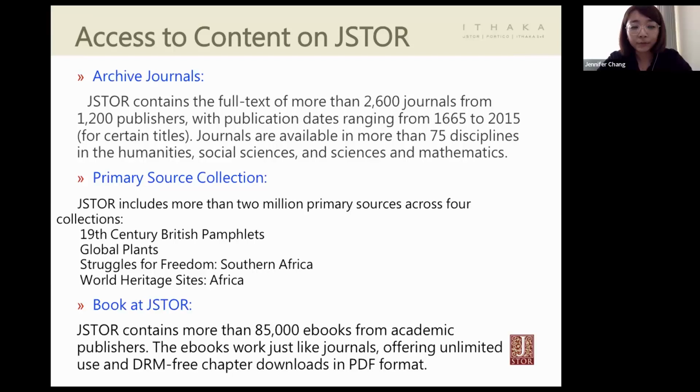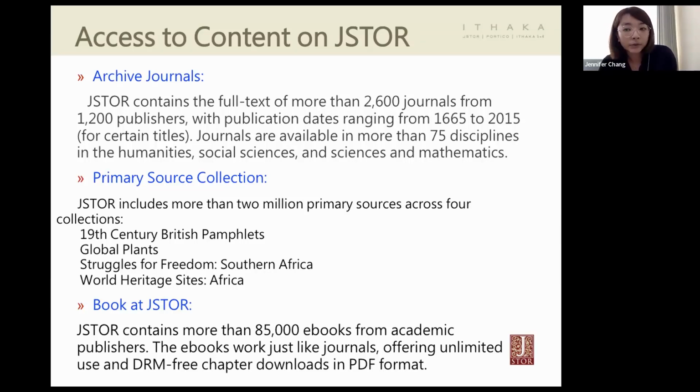And we also have the primary source collections. It's different from the common resources we like to use, for example, not magazines, not journals, not ebooks. It's primary source. We have some pamphlets, we have some manuscripts from all around the world. So JSTOR includes more than 2 million primary sources across 4 collections. Here we can see 19th Century British Pamphlets, Global Plants, Struggle for Freedom in Southern Africa, and the last one is World Heritage Sites. It's talking about Africa. So these 4 parts are the primary source collections.